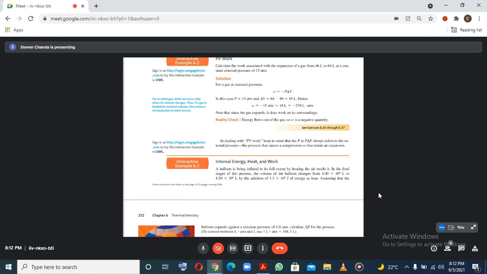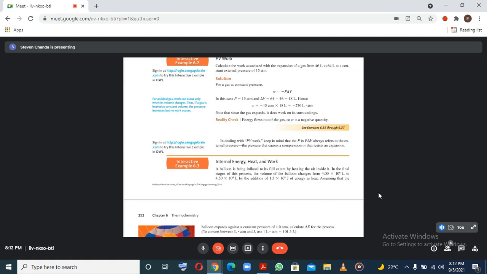In the final stages of this process, the volume of the balloon changes from 4 times 10 to the power 6 liters to 4.5 times 10 to the power 6 liters by the addition of 1.3 times 10 to the power 8 joules of energy as heat. So addition, right? Meaning they were adding heat to this system.